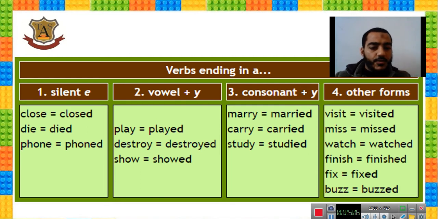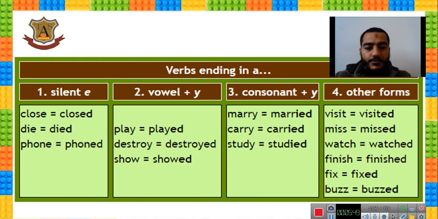Number 3 here, consonant plus y. If the verb ends with consonant y, we have to change y to I, then ed. Marry, married. Carry, carried. Study, studied. Study ends with dy, consonant plus y, so we change y to I, then put ed. Here are some other forms, just revision: visit, visited; miss, missed; watch, watched; finish, finished; fix, fixed; pause, paused.